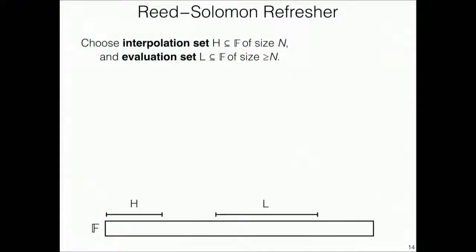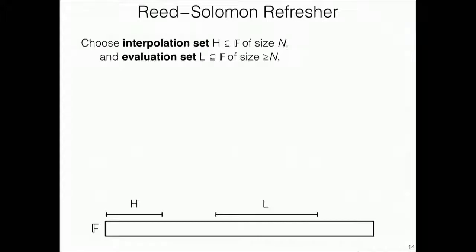This is a foundational and sort of central code, both in the theory of error-correcting codes and also in the theory of probabilistically checkable proofs. What's happening here is that when you want to encode information, you pick some field that is large enough. And you pick two sets. One is called the interpolation set, let's call it H. Inside the interpolation set, you lay out your computation trace. Then you also pick an evaluation set.